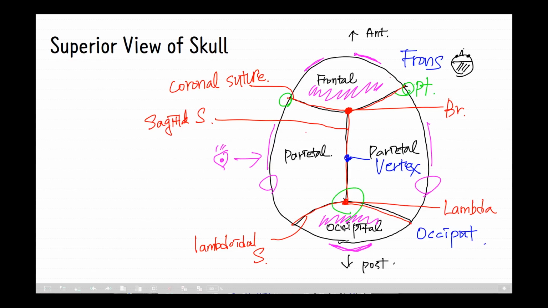A parietal foramen may pierce either or both parietal bones near the sagittal suture, about 3.5 centimeters anterior to lambda, around here. It transmits a small emissary vein from the superior sagittal sinus. The vertex is the highest point on the skull, and it usually occupies a position in the middle third of the sagittal suture.